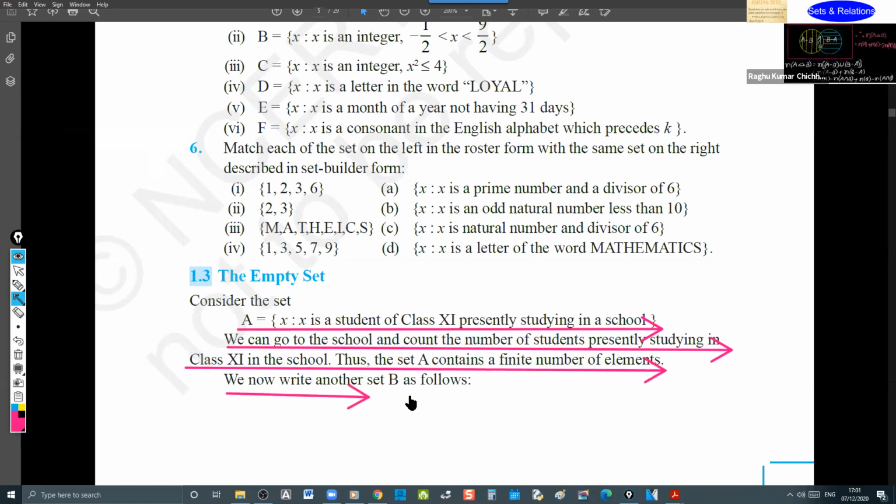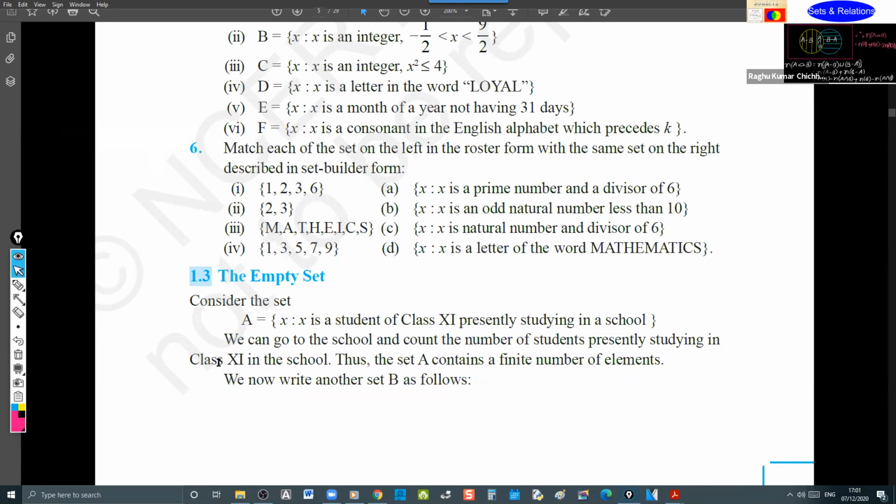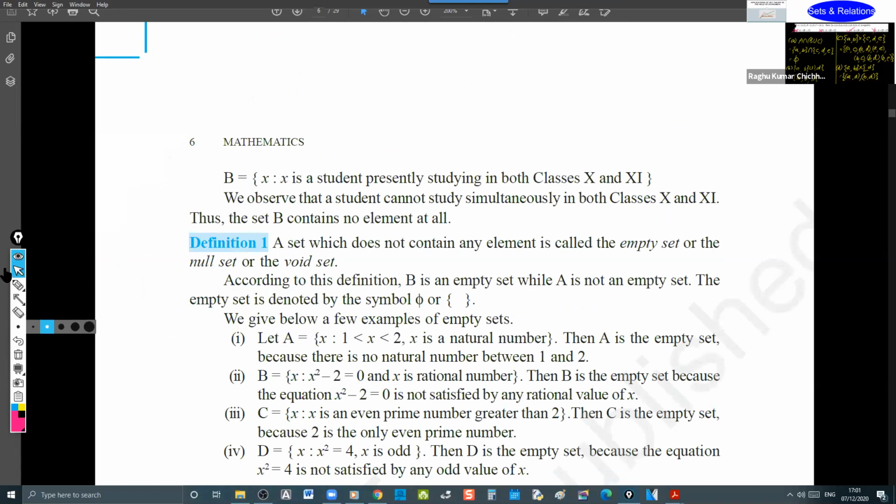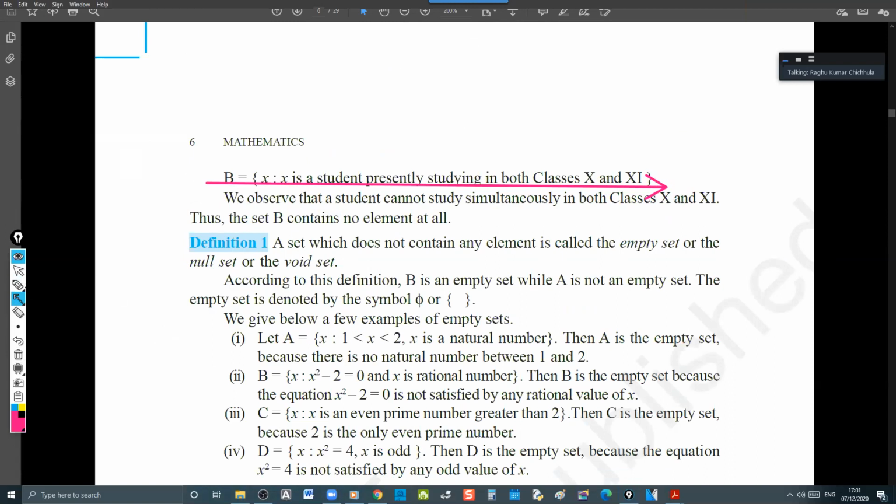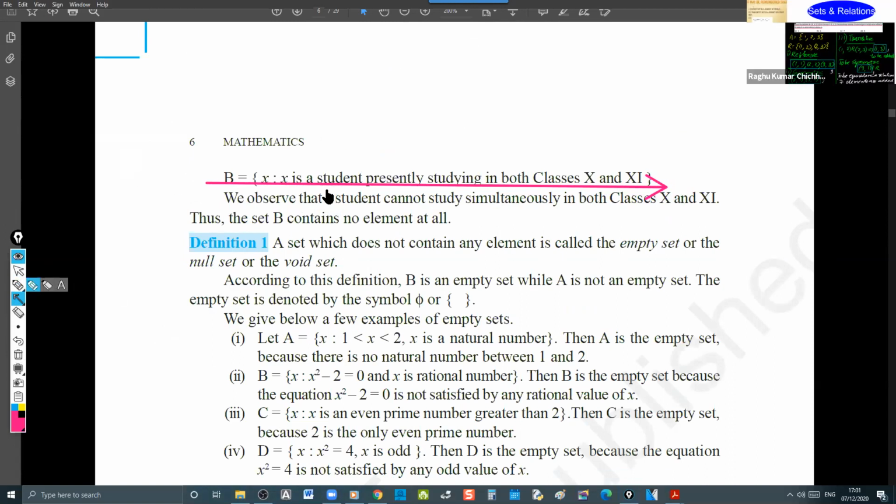That is like your class. We now write another set B as follows. No prominent explanation is needed for this one. This is very simple, containing no elements. X is a student presently studying in both classes, 10th and 11th. How is it possible? So it is a null set. No such case exists. The student who is studying both 10th and 11th. That is said to be an empty set.